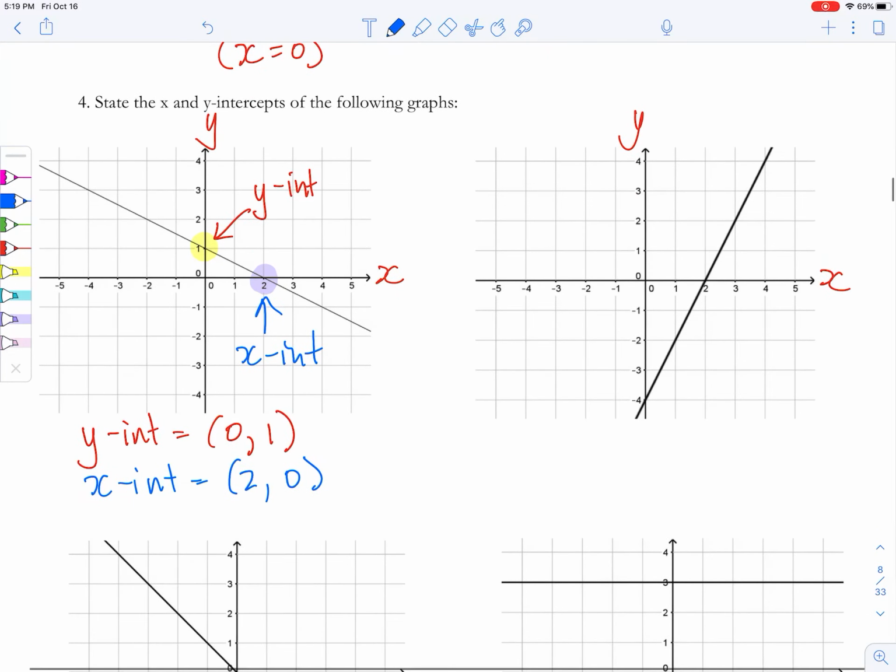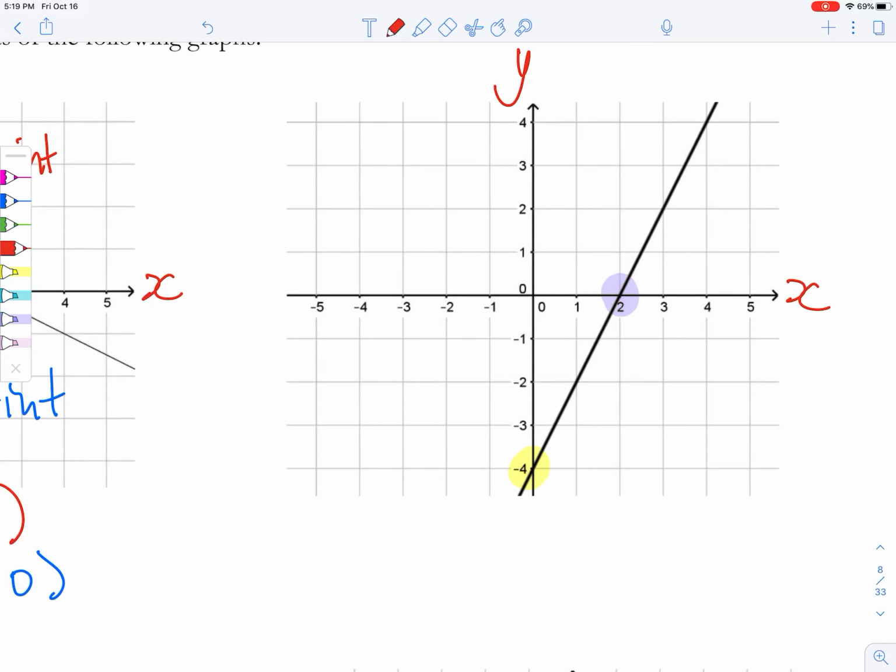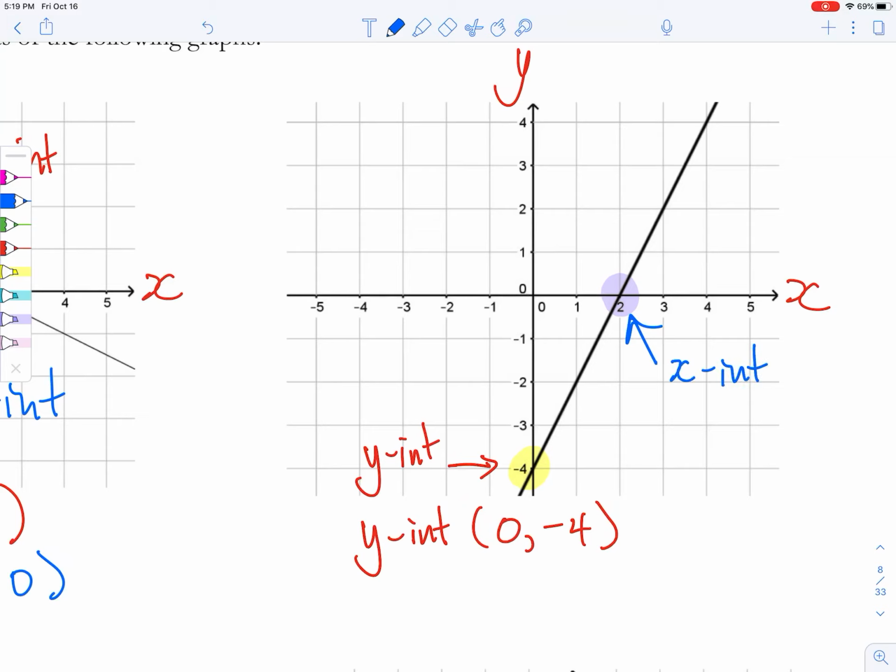So for the next one, we've got our y-intercept. I have the yellow highlighter, I'm highlighting all the y-intercepts. And I'm going to get purple for the x-intercepts. Maybe I should have done it one at a time. Okay. We're going to have our y-intercept here. So our y-intercept is going to be not side to side at all. So x-coordinate 0, y-coordinate -4. And then for the x-intercept, x is 2, and our y-coordinate was 0.